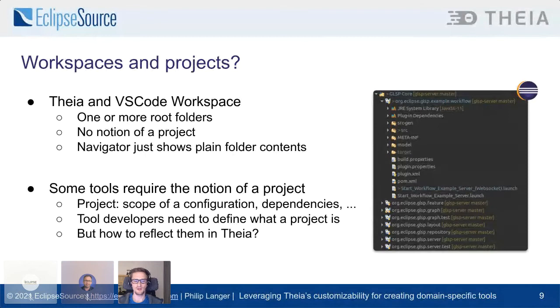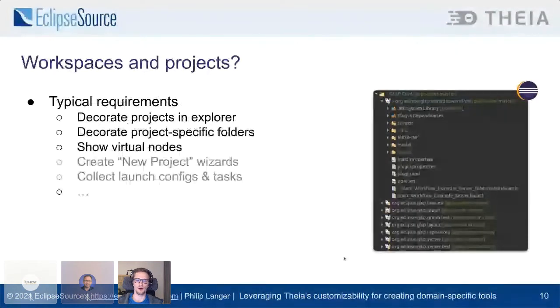Of course, in those applications, tool developers need to define what a project is, and then essentially you can say, okay, I have a notion of a project, but how do you actually reflect that now in Theia? So when you look at this example here from Eclipse, Eclipse has the notion of a project. You see that projects have a different icon, and you have even virtual nodes here and decorators and so on, stuff going on there as well. So how do you address those requirements in Theia? Looking at the first three typical requirements: decorating the project in the Explorer, decorating project-specific folders, and showing virtual nodes.